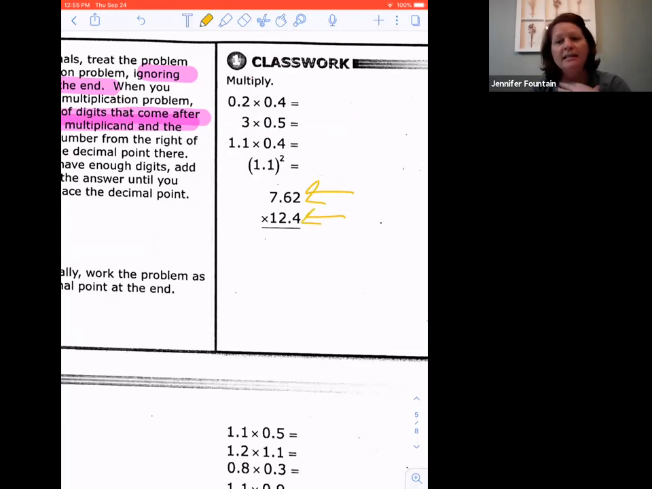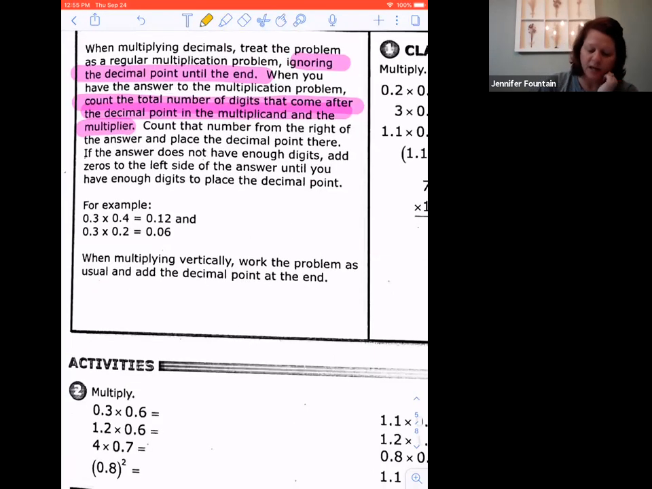So what they're saying is I look to my original problem and I say, okay, this one has 2 decimals, this one has 1, 2 plus 1 is 3, so my answer would have 3 decimal places. Okay, so count that number, add them together, and then that's what you do.